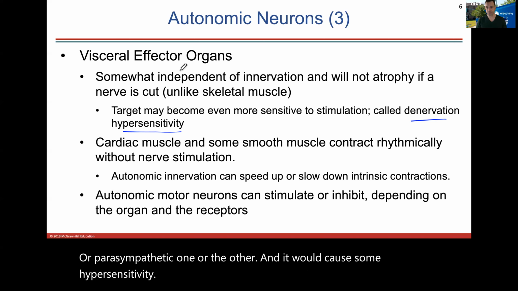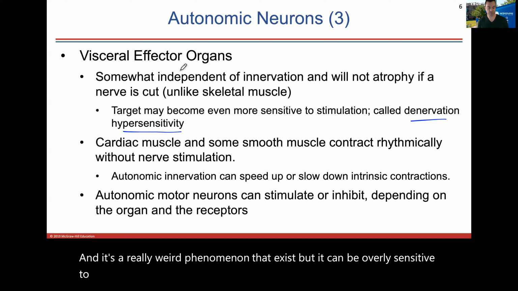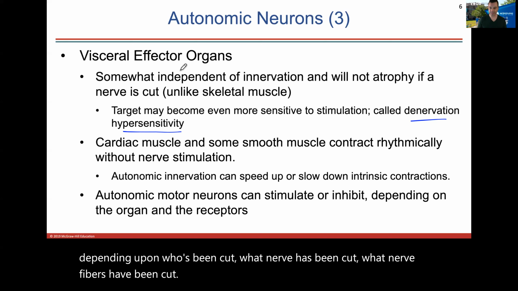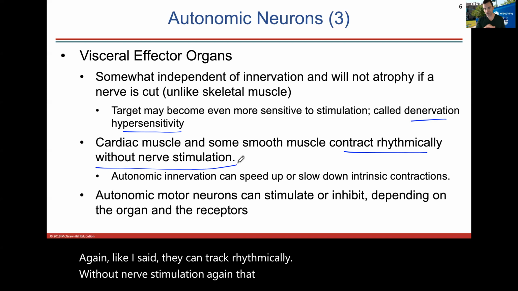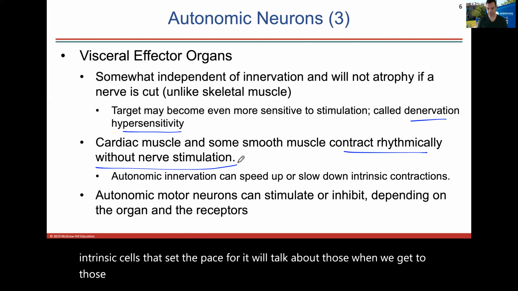And it's a really weird phenomenon that exists, but it can be overly sensitive to parasympathetic. It can be overly sensitive to sympathetic, depending upon what nerve has been cut, what nerve fibers have been cut. Again, like I said, they contract rhythmically without nerve stimulation. Again, that is just because they have some intrinsic cells that set the pace for it. We'll talk about those when we get to those individual systems.